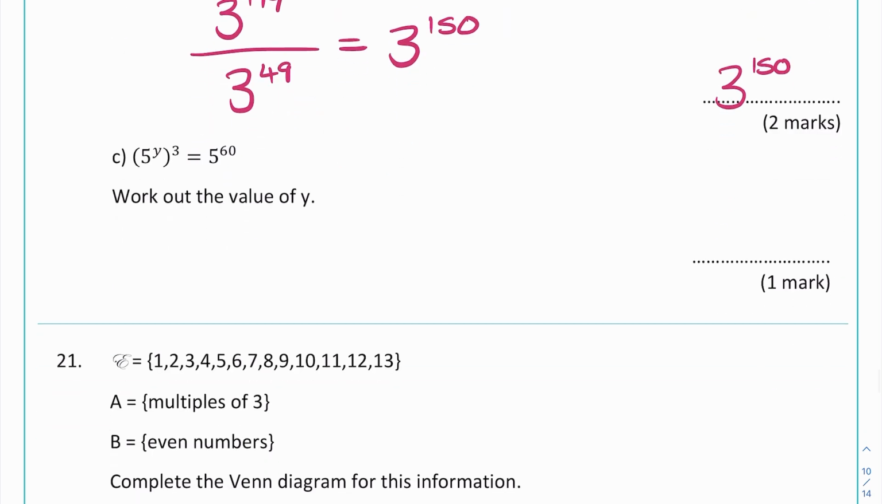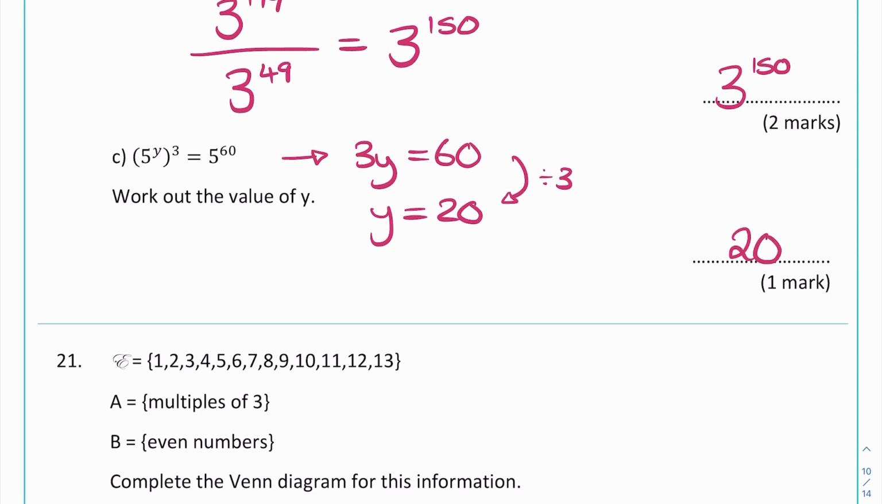For part C, we have some brackets involved. We know that when powers are in brackets, you multiply them. So you've got y times 3 is equal to 60. You could write that as an equation if you want. You could write 3y has to equal 60. As we know, those powers are going to multiply to make 60. So dividing by 3, you know that y has to equal 20. And you can write that down there, or you might have actually just spotted that it's going to have to be 20. But there you go, the value of y is 20.